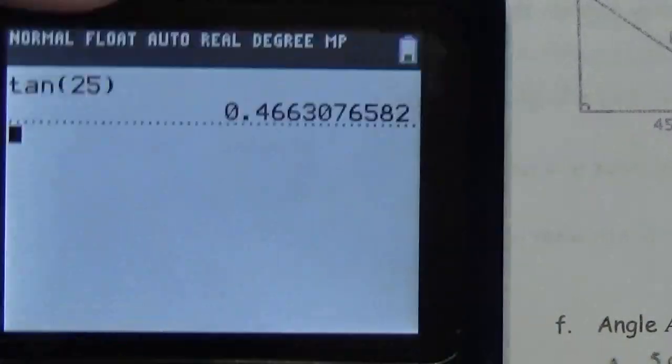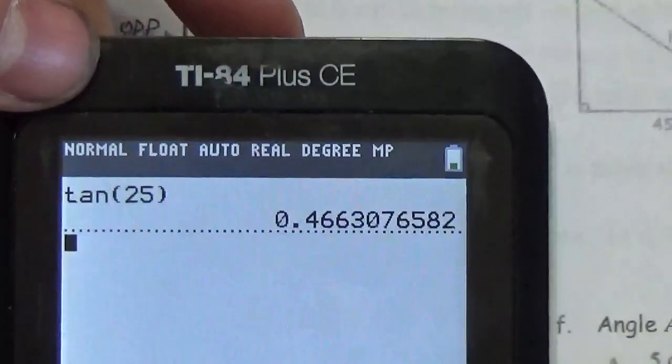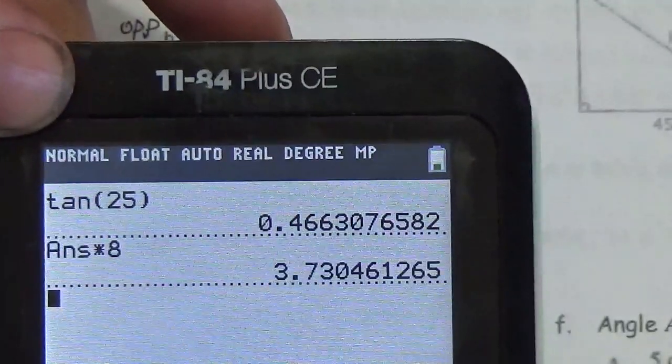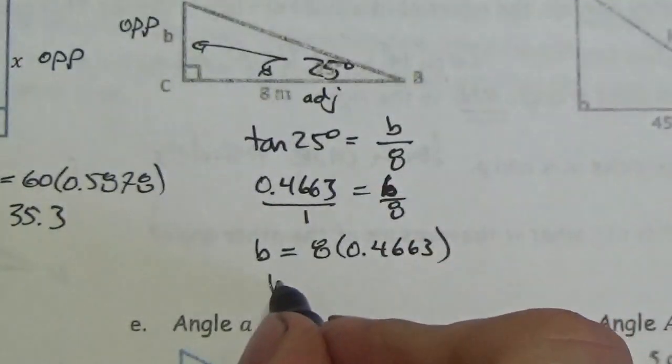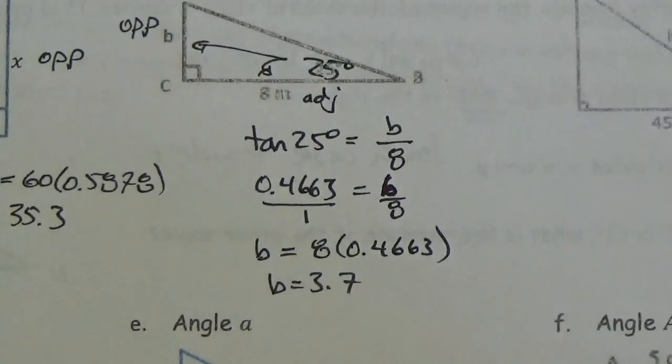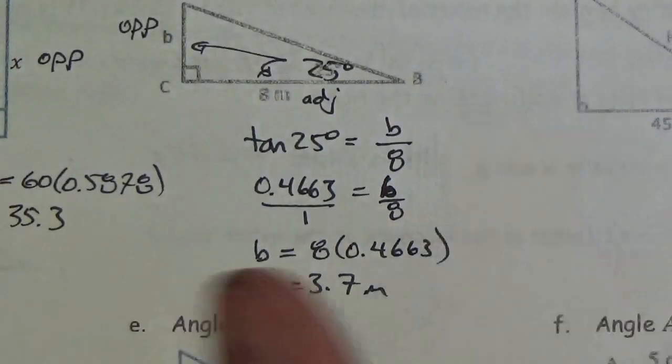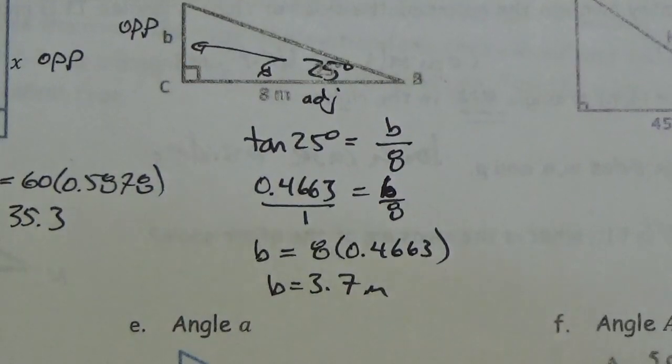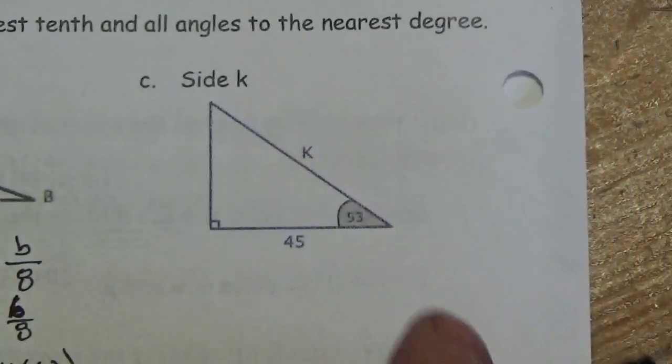That's what I write down, but on my calculator, I'm going to leave that in there. I'm just going to multiply that by 8 to get 3.7 when I round it to the nearest tenth. So B is equal to 3.7 meters. Now I know what the units are, so I can write that. Let's do one more here.